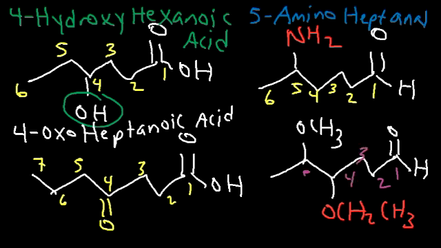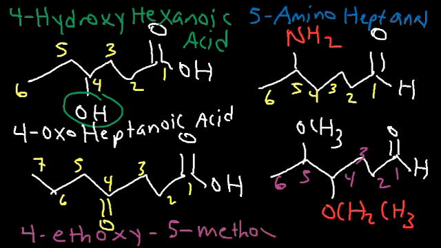And the last example on the bottom right, there's 7 carbon atoms. So this is going to be, and ethoxy comes before methoxy, so it's going to be 4-ethoxy, 5-methoxy, and then heptanal. So that's how you can name it.